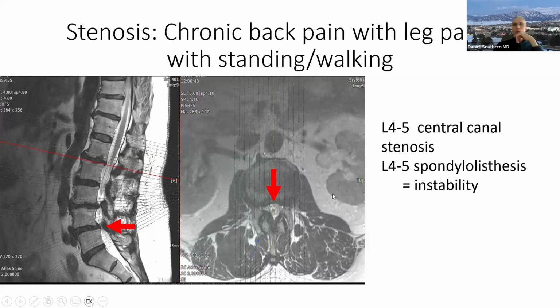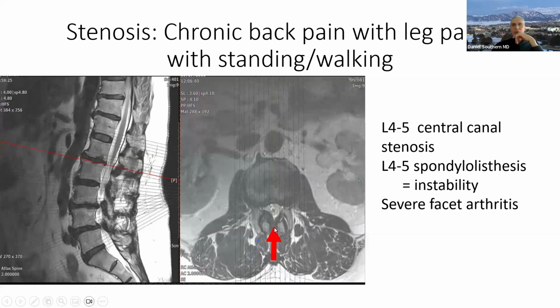And the fact that one bone has slipped forward on another tells me immediately, oh, we have instability at this level. You have incompetent facet joints, judging by these two gnarly looking facet joints. And that's what's allowing this bone to slip forward on this bone. So not only do we have to address the facet joints, we've got to tighten up the ligaments to keep this bone from slipping.